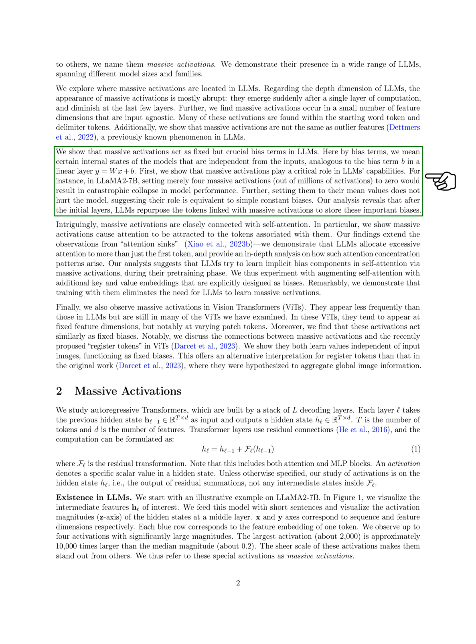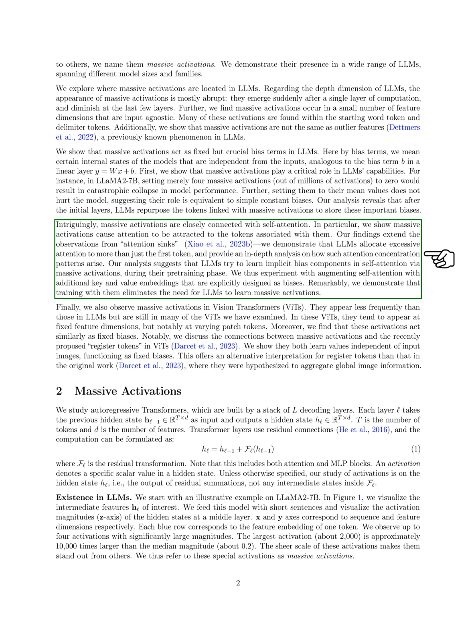We discovered that they act as fixed but essential bias terms within the models, similar to the bias term in a linear layer equation. For example, in Llama 2 7B, nullifying just 4 of these massive activations led to a dramatic drop in model performance, underscoring their critical role. However, adjusting them to their mean values did not adversely affect the model, suggesting they function as simple constant biases. Our analysis further reveals that after the initial layers, LLMs repurpose tokens associated with massive activations to store these crucial biases.